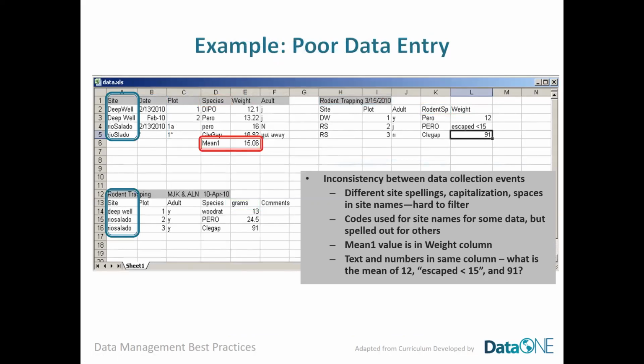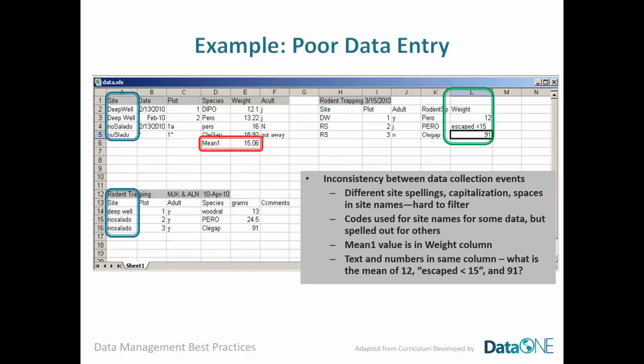In addition, you see that there is text data mixed with numerical data in the weight column in the block on the right. You see that it says "escaped less than 15," presumably indicating that a rodent less than 15 grams escaped. A statistical program will not know how to deal with text data mixed with numerical data. So what is the mean of 12, 91, and "escaped less than 15"? You can't calculate such a mean.